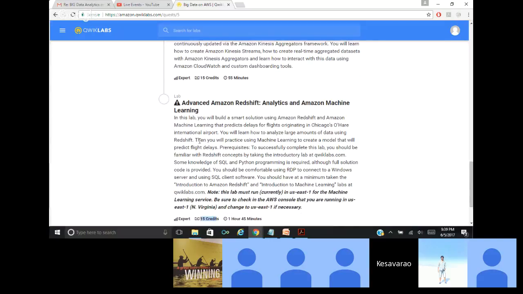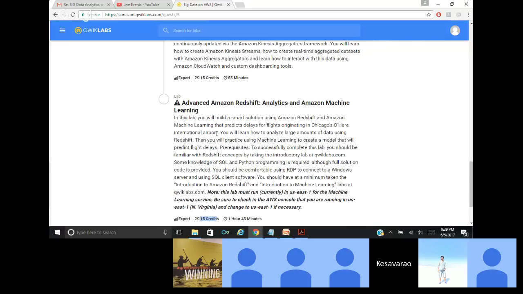I'll tell you, let me walk through at least the use case, what you are trying to do. I don't see any problem in doing this yourself also, but I want to think through this use case because I like this as one of the advanced ones that will cover pretty much what you want to achieve using the platform. You will build a smart solution using Amazon Redshift and Amazon machine learning that predicts the delays for flights originating in Chicago International Airport. This is a real live case.